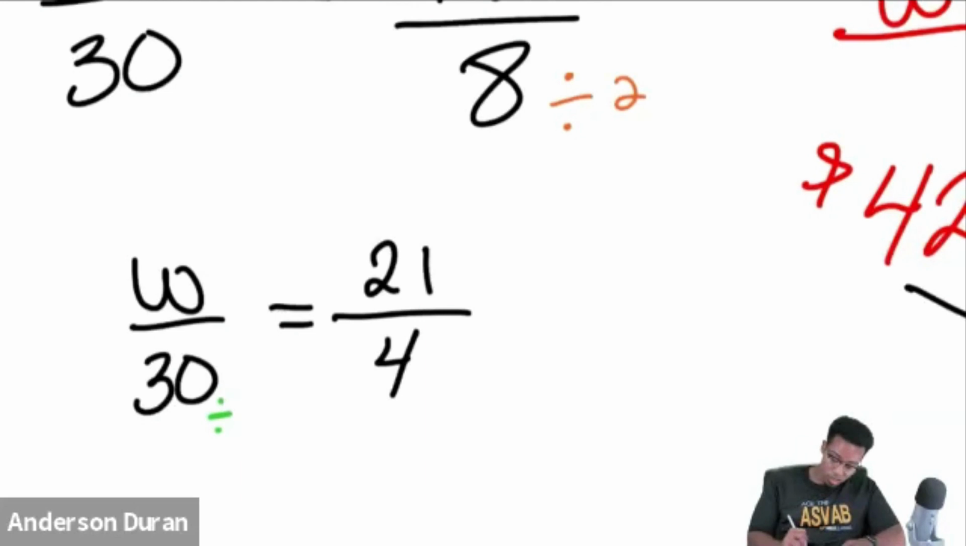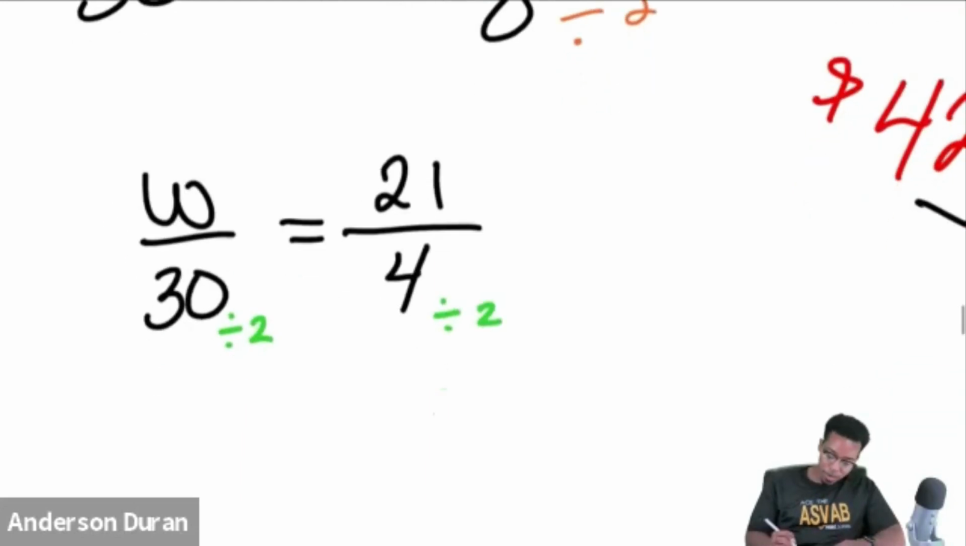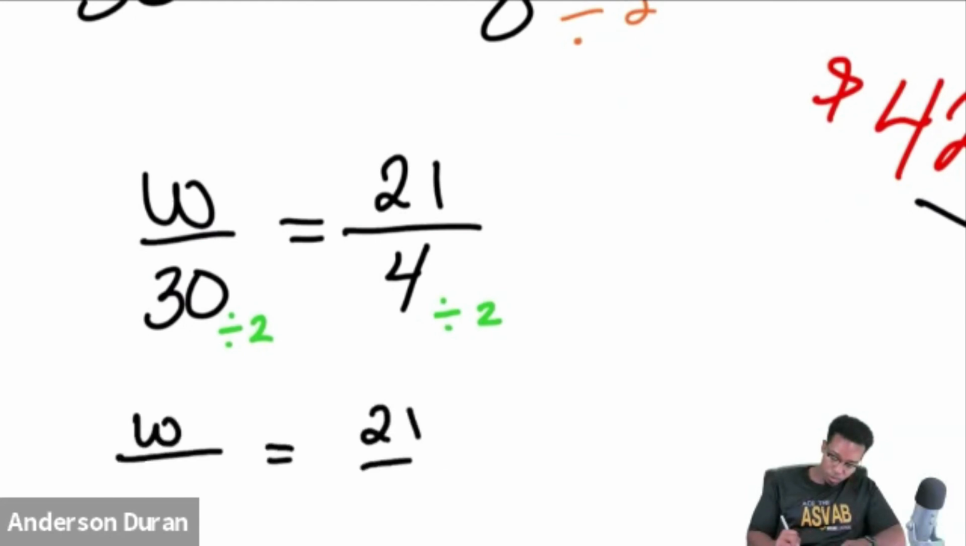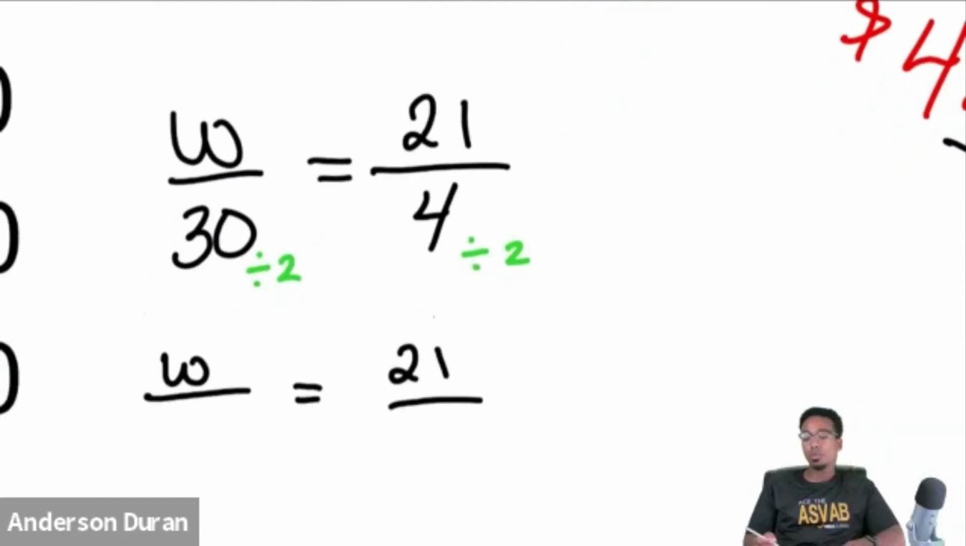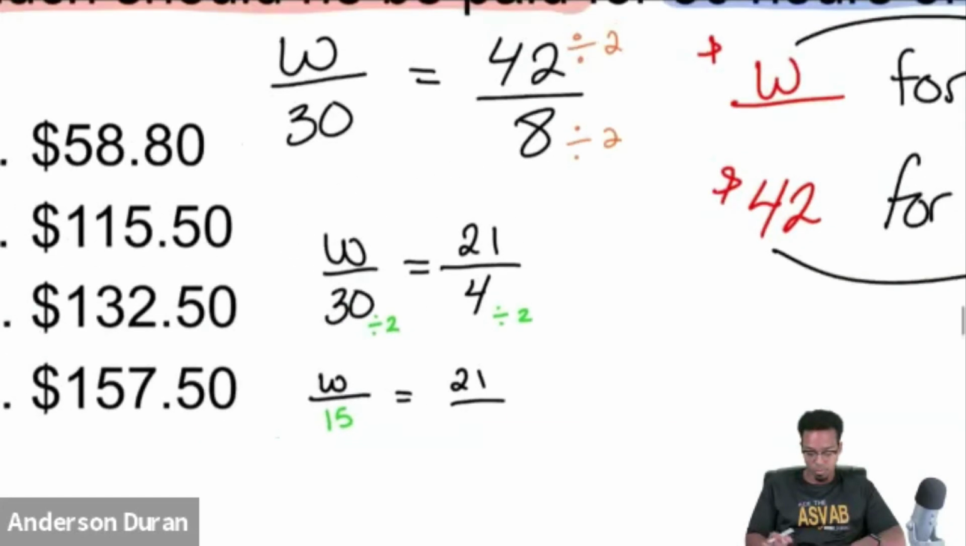So watch this. Divide by 2 and divide by 2. If I do that on both sides, what do we get? We get W over that, 21 over that. Everybody, 30 divided by 2 is what? 15. 4 divided by 2 is what, everybody? That's going to give you 2.